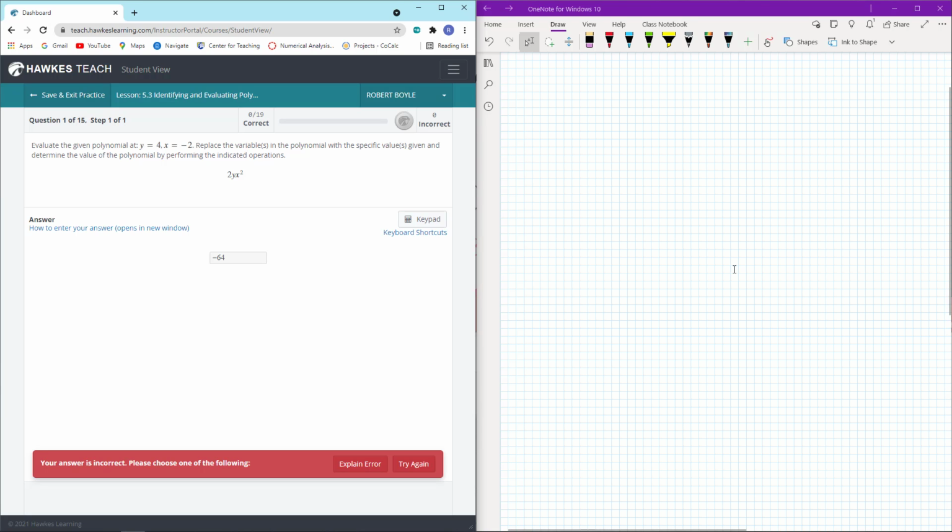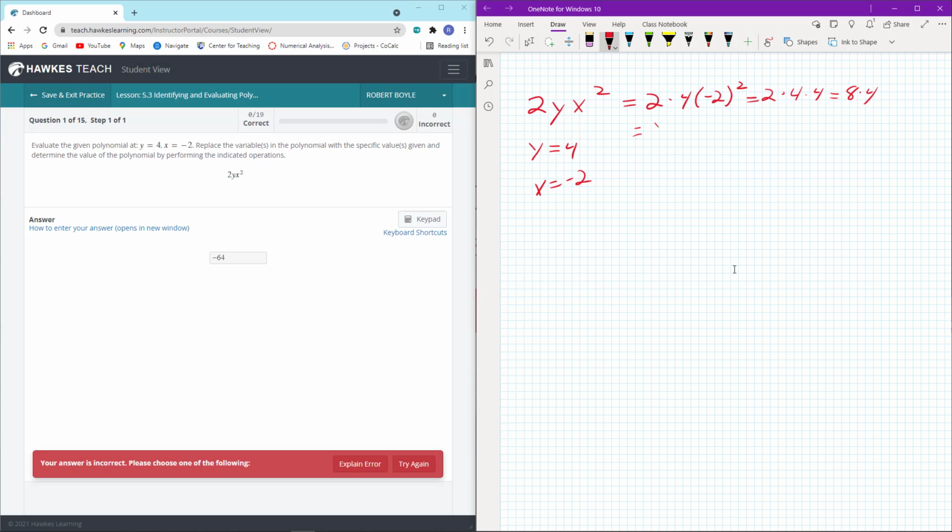Okay, so here I have Hawks up and running, and notice that we have to evaluate 2yx squared when y is equal to 4 and x is equal to negative 2. So we just go ahead and do the substitutions. We're going to have 2 times y, which is 4, times negative 2, the entire thing squared. All right, well, we should take care of the exponent first. And negative 2 squared is just positive 4, so that will give us 2 times 4 times 4. 2 times 4 is 8 times 4. 8 times 4 is 32. And that should be our answer.